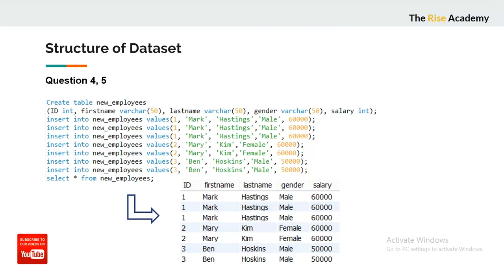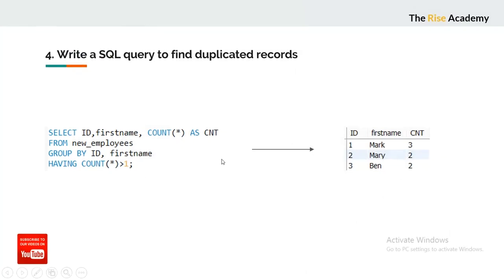So let's go back to the table. You can see in this table, we have duplicated records. We have 3 Marks, we have 2 Marys, and 2 duplicated records for Ben. How to find those duplicated records? In this case, we create another column, give it the name CNT. We count how many times the record has shown up in this table.